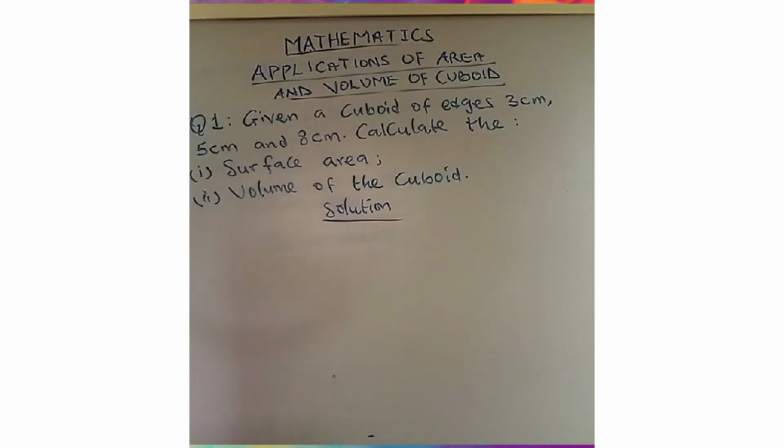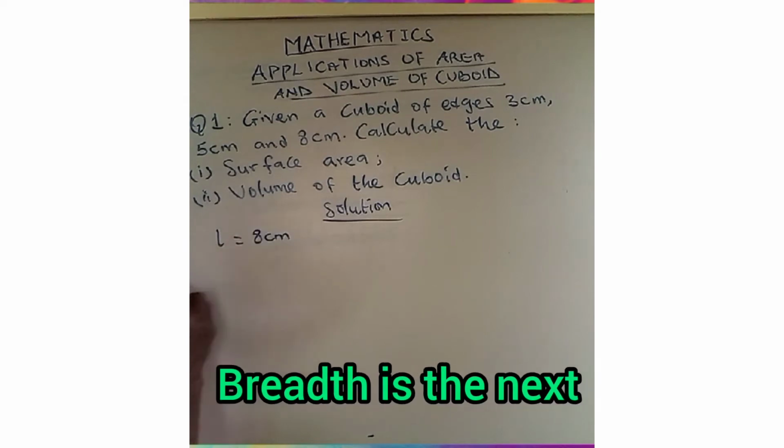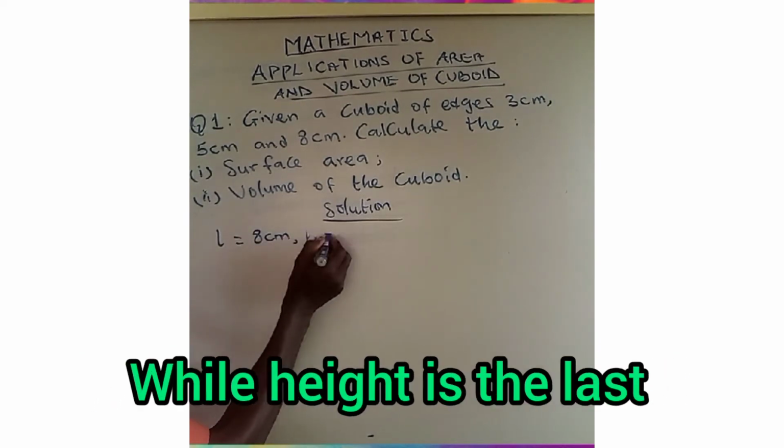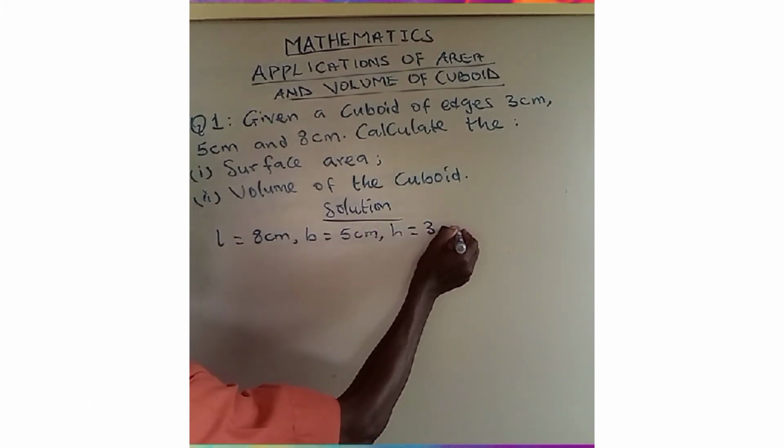Now, question 1 goes thus: given a cuboid of edges 3 cm, 5 cm, and 8 cm, calculate the surface area and volume of the cuboid. The first thing is to identify our parameters. Which one is the length, breadth, and the height? The length is the larger number there, so length equals 8 cm, breadth equals 5 cm, then the height equals 3 cm.